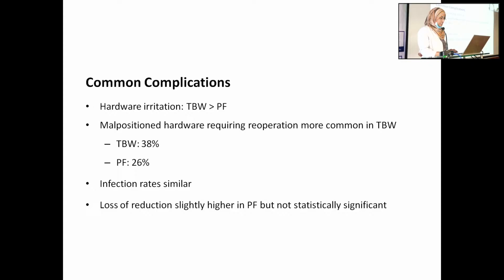Common complications included hardware irritation and malposition, mostly in cases of tension band wiring. Malpositioned hardware requiring reoperation was more common in tension band wiring: 38% in tension band wiring and 26% in plate fixation. Infection rate was similar in both groups. Loss of reduction was slightly higher in plate fixation, but not statistically significant.